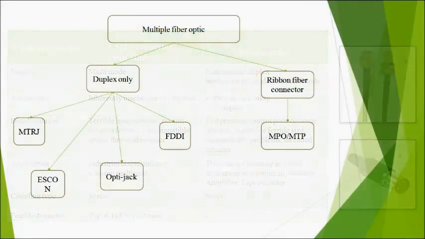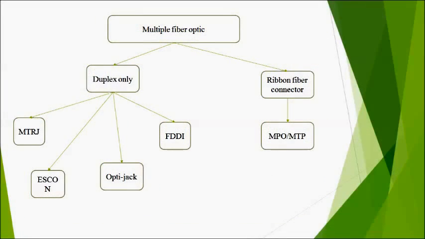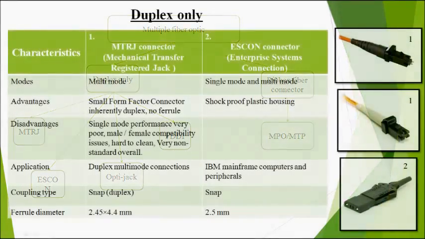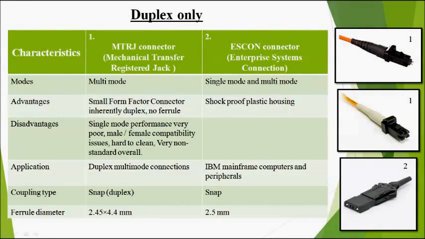The second type of fiber optic connector, which is the multiple fiber optic, can be divided into two parts. First part is duplex only, and the second part is ribbon fiber connector. In duplex only, the long name for MTRJ connector is mechanical transfer registered jack connector. It comes in multi-mode. The advantages of MTRJ connector are small form factor connector, inherently duplex, and no ferrule.